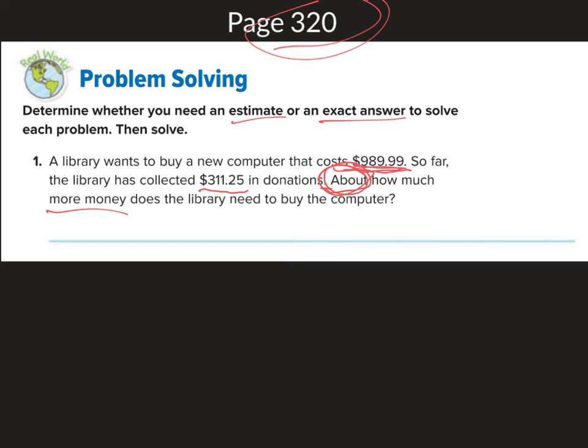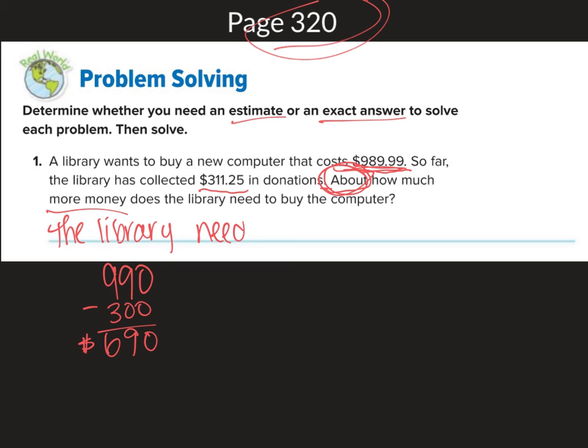So $989.99. Well, that's about $990. Right? Could I do 1,000? I could. I'd be fine if you did 1,000, but. And then we're going to subtract 300. We could just take 300 away. That's fine. I was saying we could do 310. That wouldn't be too tricky either, but let's just do 300. $690. So then I'd say the library needs about $690 to buy the computer.